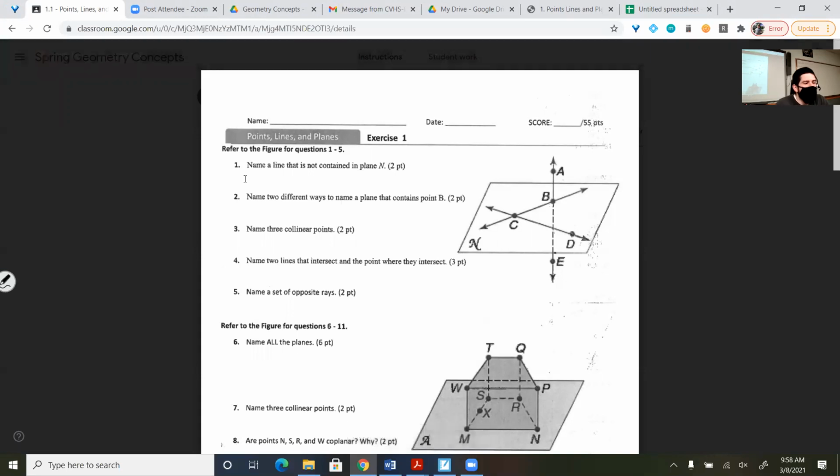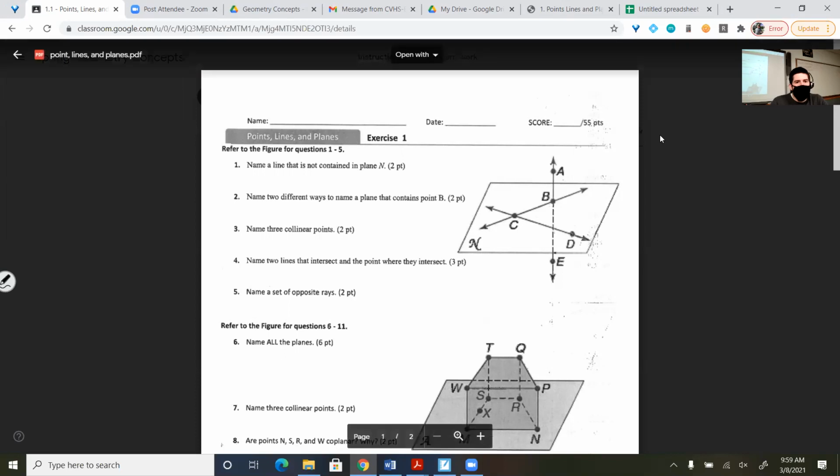All right, so the first one, we want to name a line that is not contained in plane N. Now down here, you see their fancy little N. And so they want a line that is not on plane N. So that's what I mean by contained in plane N. Now I see 3 lines. I see a line right here, that could be line CB. I see a line here, that could be line CD. And I see a third line right here, that is AE.